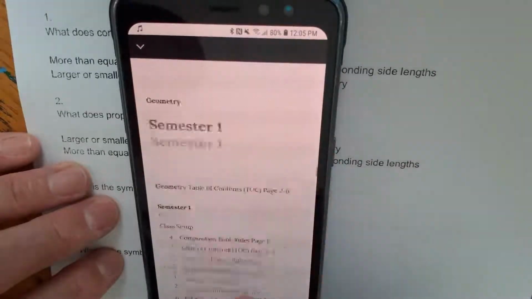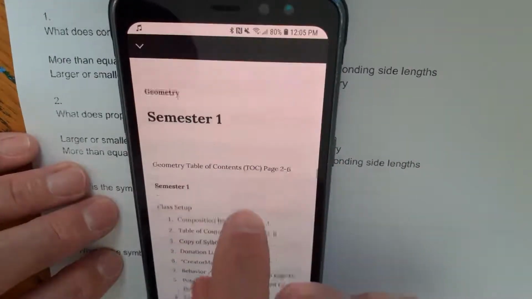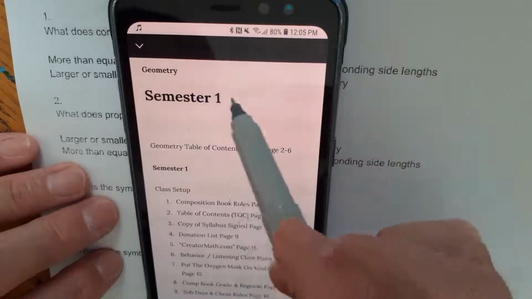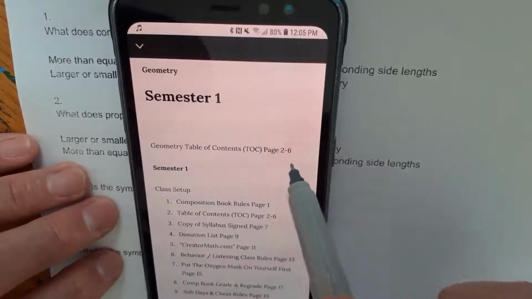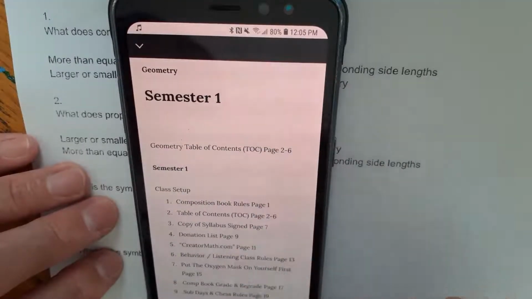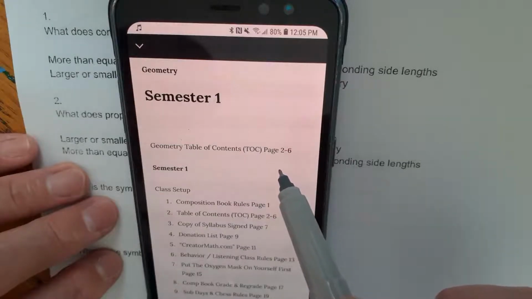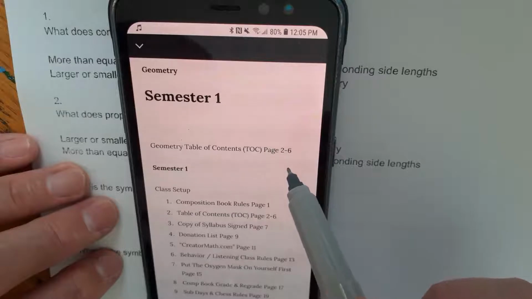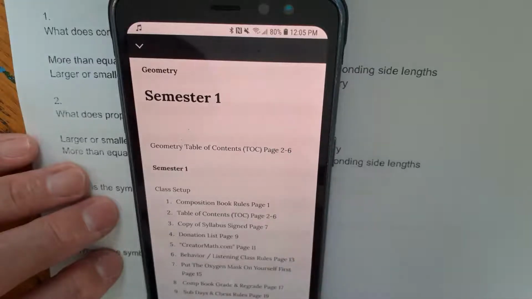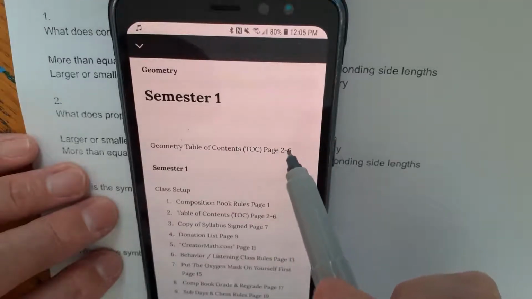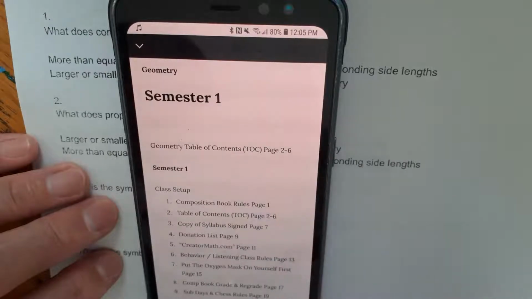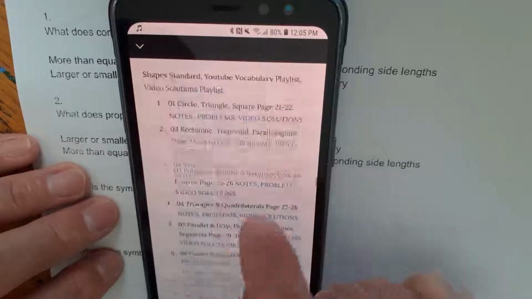Now I'm going to find the table of contents for the proper semester for the lesson I'm doing right now. This is it here. It says Geometry Table of Contents. You should have already written this entire table of contents on pages 2 through 6 of your composition book. It takes up about 3.5 pages and probably 30-40 minutes to do, but you do it once at the beginning of the semester. Now you know the page numbers for everything that goes in the comp book.